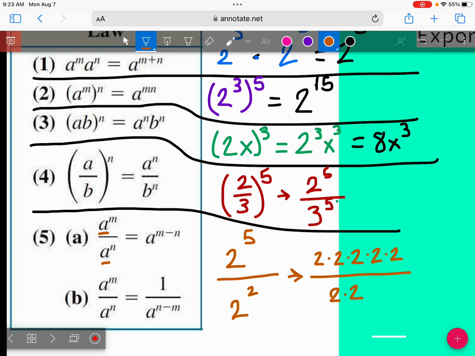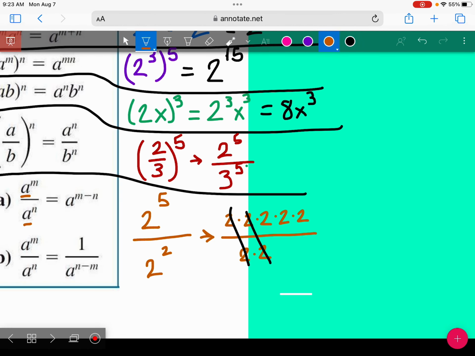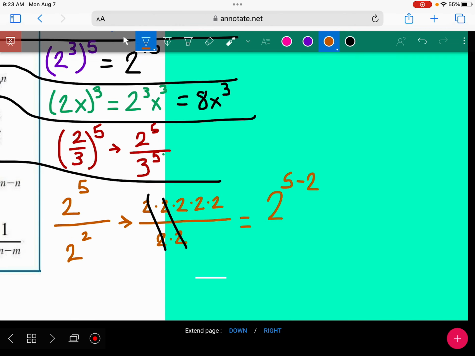2 times 2. What happens with some of these 2's? They cancel out. 2 of the 2's cancel out. So what we wind up with, does this orange show up over here? Can you read that? 2 to the 5 minus 2, which gave us 2 to the 3rd. We were left with 3 of these guys left over. Can you see that? Okay.